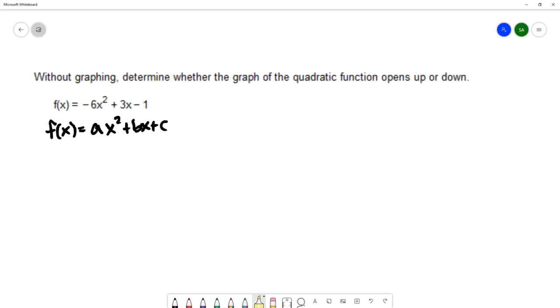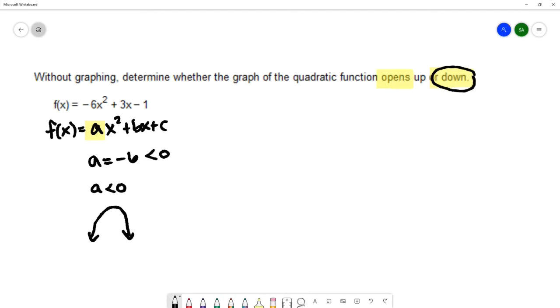The value of a is going to determine whether the function opens up or down. In our example, a is equal to negative 6. Whenever a is less than 0, that indicates that the parabola will open down. So for our function, since a is negative 6, which is less than 0, our parabola, our graph, will open down.